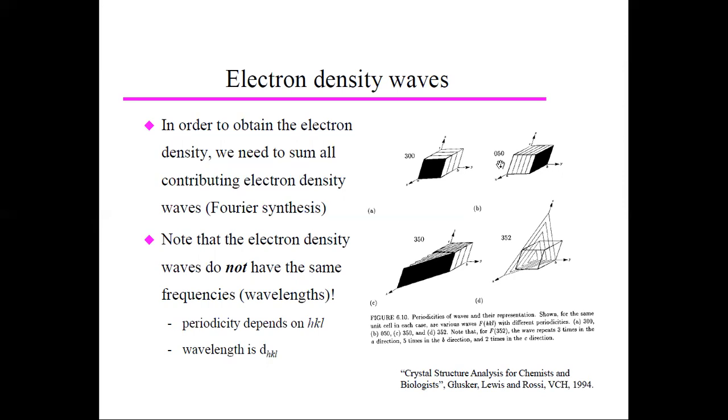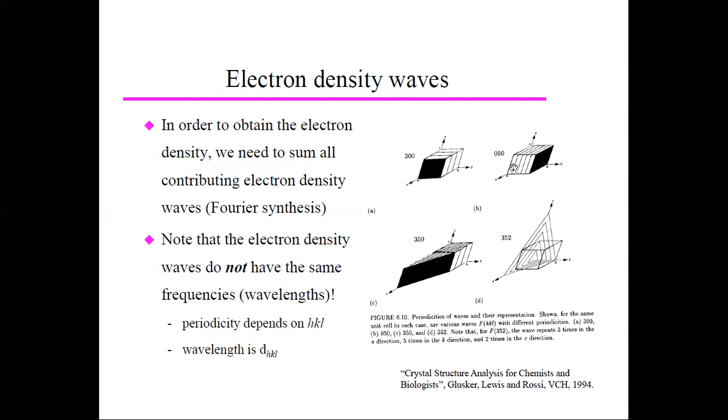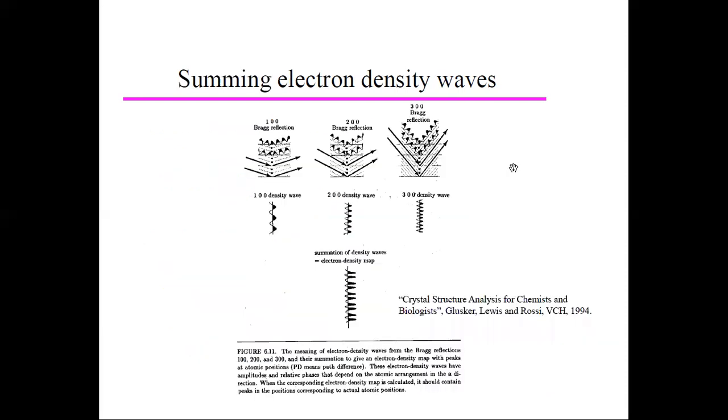At 300, 350, 352, this plane is rotated three times in the pi direction. This direction changes the electron density. Similarly, we sum the electron density waves from the Bragg reflections 100, 200, 300. This is the scattered wave in which the Bragg reflection changes. So this is the similarity between the 100 and 200 density waves. Look at that: after summing the density waves, we get the electron density map.